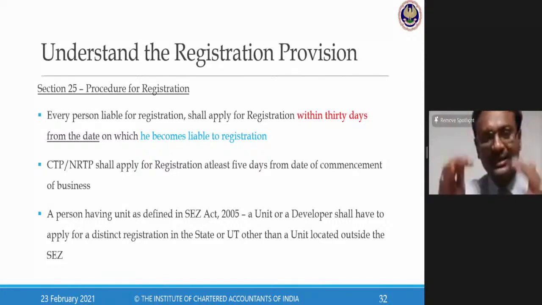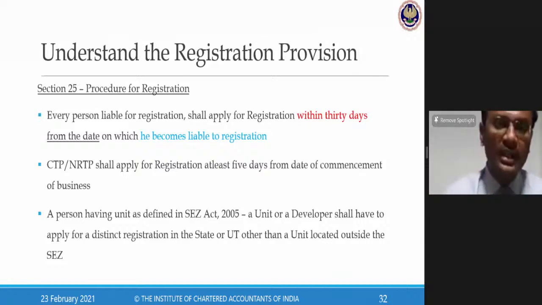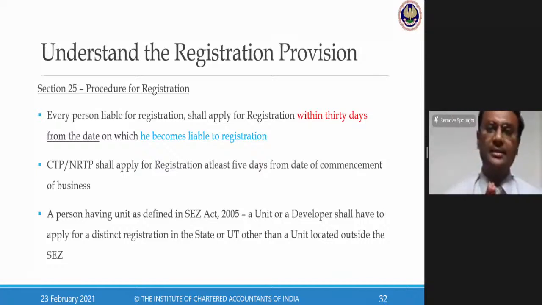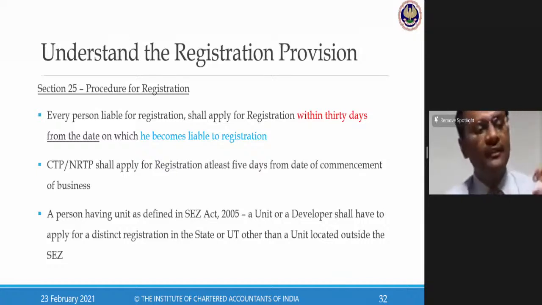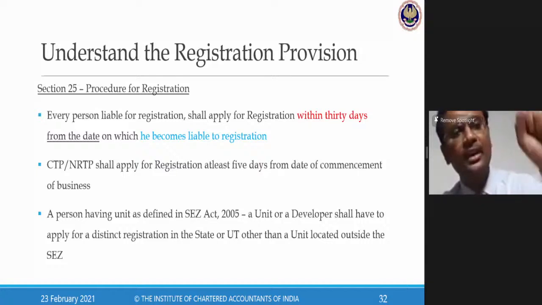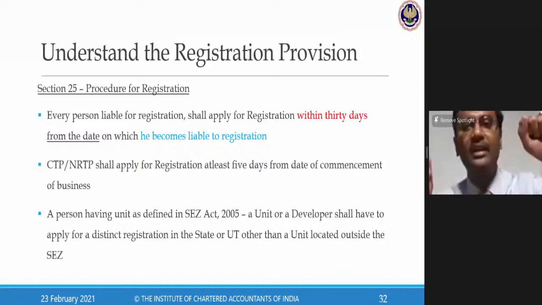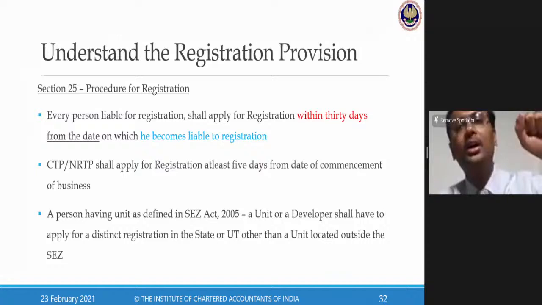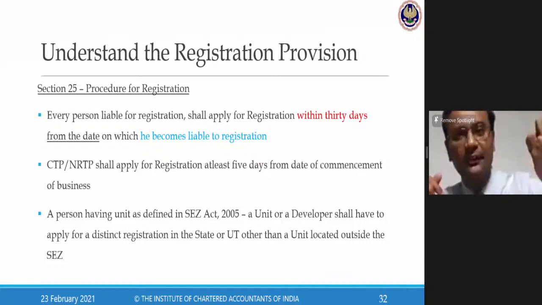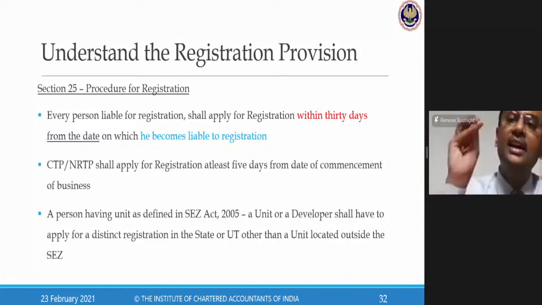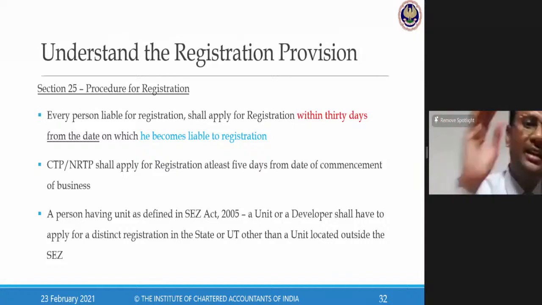Now, the procedure: when do I register? Every person is liable for registration within 30 days from the date when he becomes liable to register. So the law says, the moment there is a triggering point, when aggregate turnover exceeds my threshold limit, or I do any of those activities under section 24, interstate supply or supplies through an e-commerce operator, whenever section 22 or 24 is triggered, I repeat, the law says within 30 days you have to register.